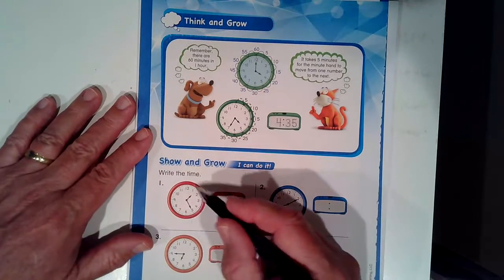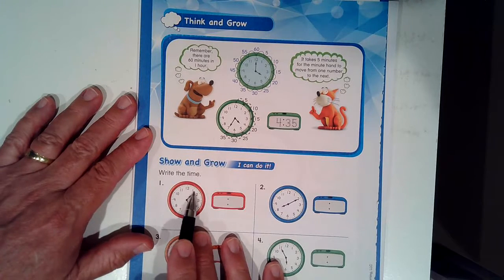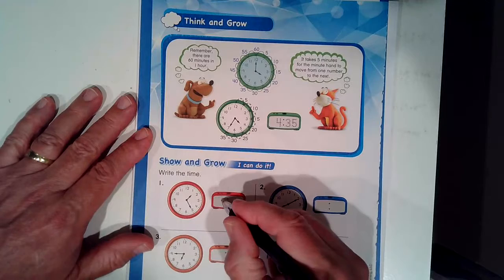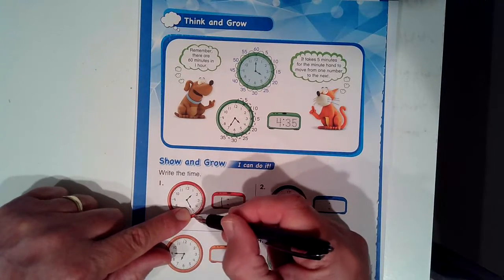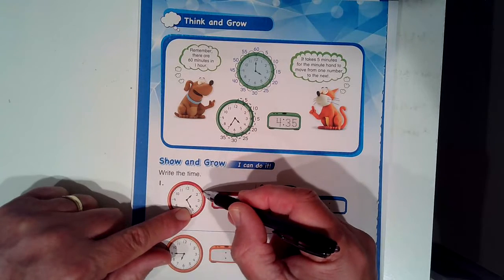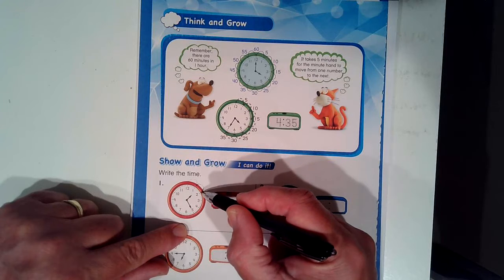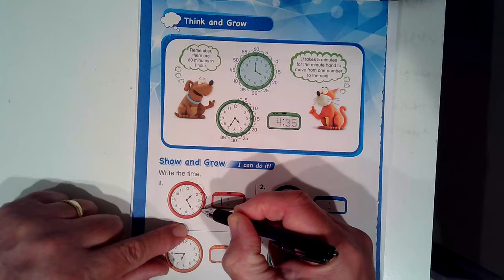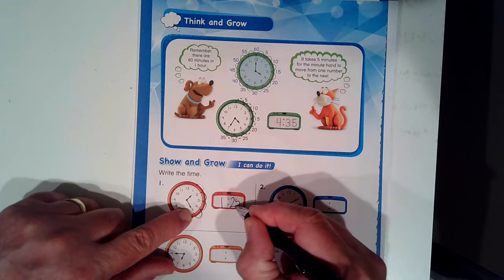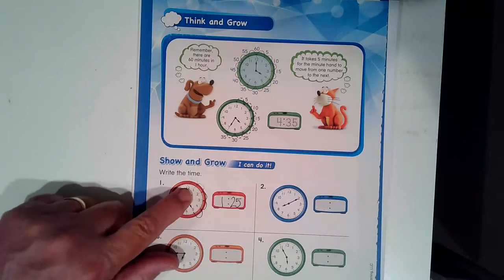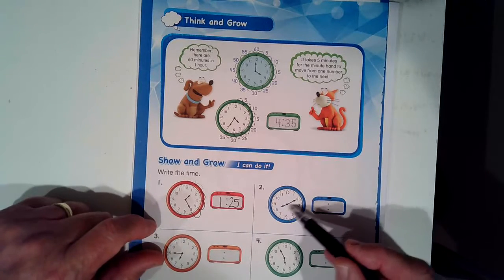So let's do this. Where is my hour hand pointing? It's between the 1 and the 2. So it did get to the 1, but not quite to the 2. I put a 1. And let's see how many minutes it took to get down to the 5. 5, 10, always start at the 12. 5, 10, 15, 20, 25. 1:25.